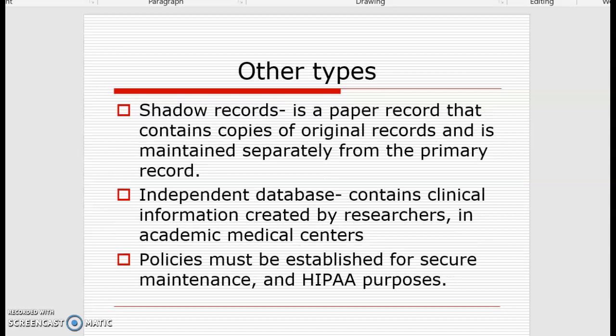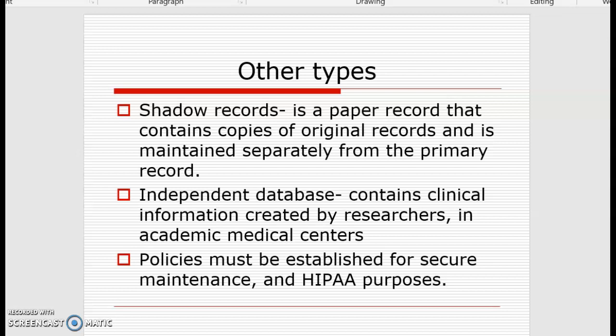Other types, we have shadow records, which is a paper record that contains copies of the original record and is maintained separately from the primary record. A good example of a shadow record would be, let's say you have a big facility and they have a big record room with the complete medical record there. With the shadow record, ophthalmology could have their own records, radiology could have their own records, but the main record again is going to be in the record room.